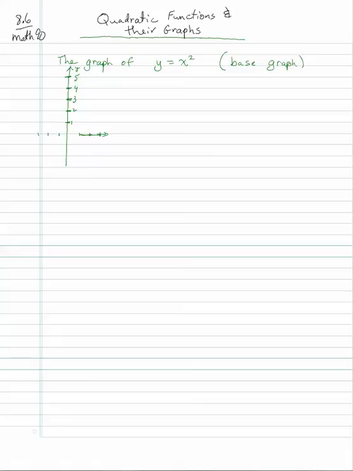All quadratic equations have a graph that's called a parabola. We start out with what I call my base graph, the most basic quadratic equation, y equals x squared. If we go back to the beginning of graphing, the way we do it is we pick numbers and plug them into the equation. 0 squared equals 0.